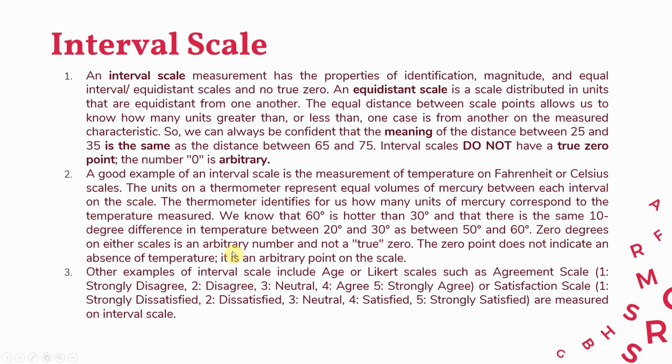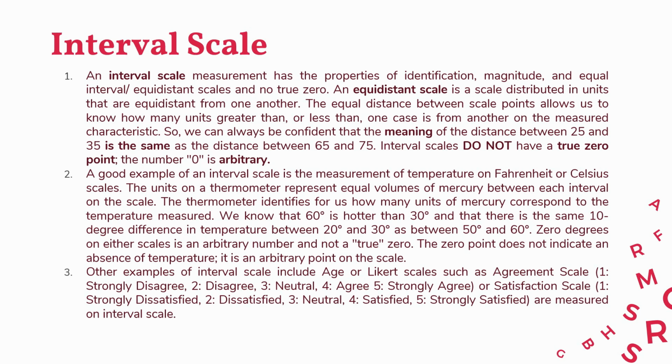0 degrees on either scale is arbitrary. So if there is 0 degree Fahrenheit or 0 degree Celsius, it's completely arbitrary. It's not true 0, because at 0 the effect of the temperature is not absent. At 0 degree centigrade or 0 degree Fahrenheit, you will feel extreme cold. So the effect of the temperature is there. So this is not true 0. In order to have true 0, the effect should be null, nil, no effect. But here in case of temperature, if temperature is 0, it's pretty cold.